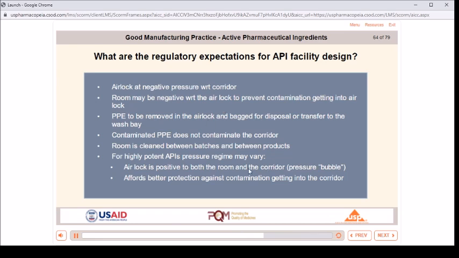For highly potent APIs, the pressure regime may change slightly such that the airlock is positive to both the room and the corridor, a pressure bubble. This gives even greater protection against the possibility of contamination getting into the corridor.